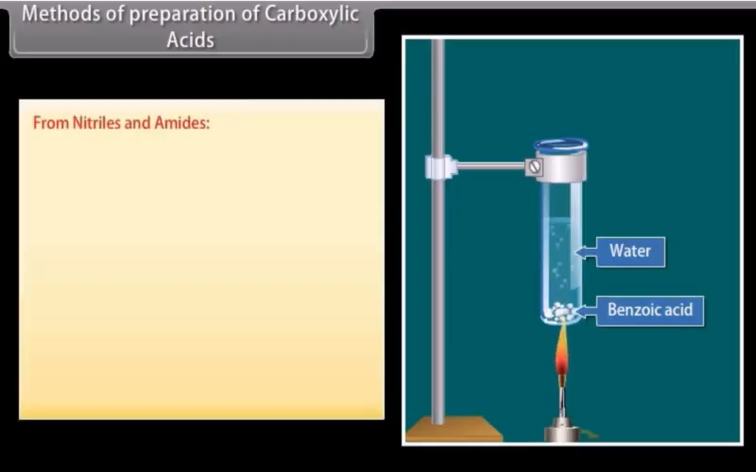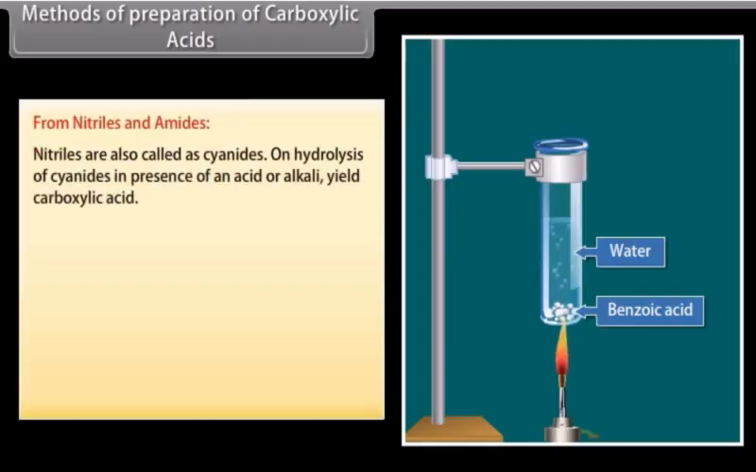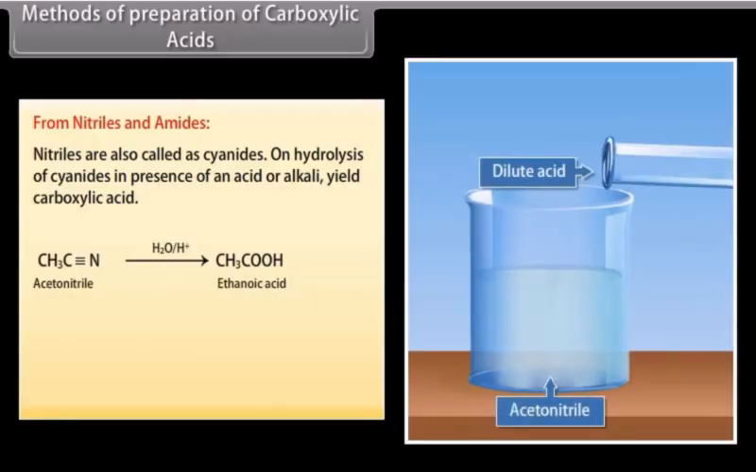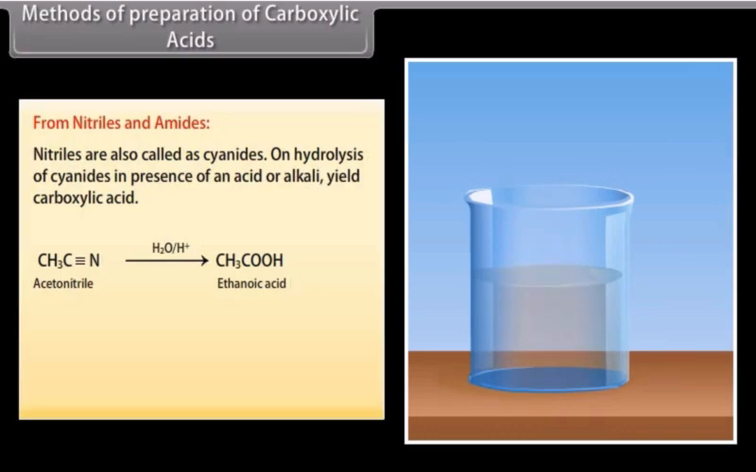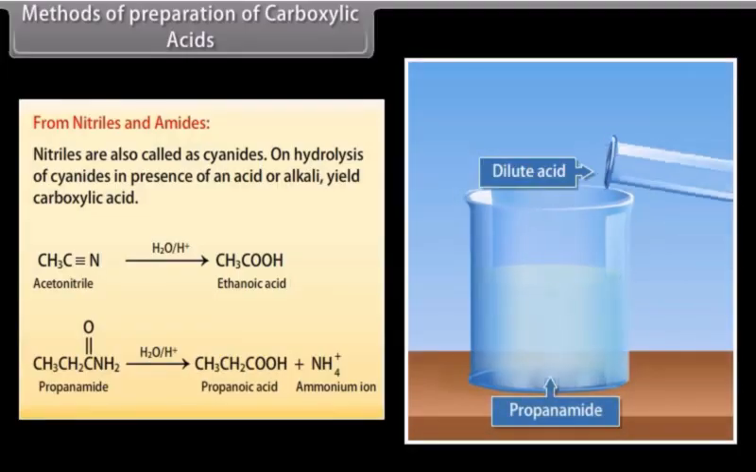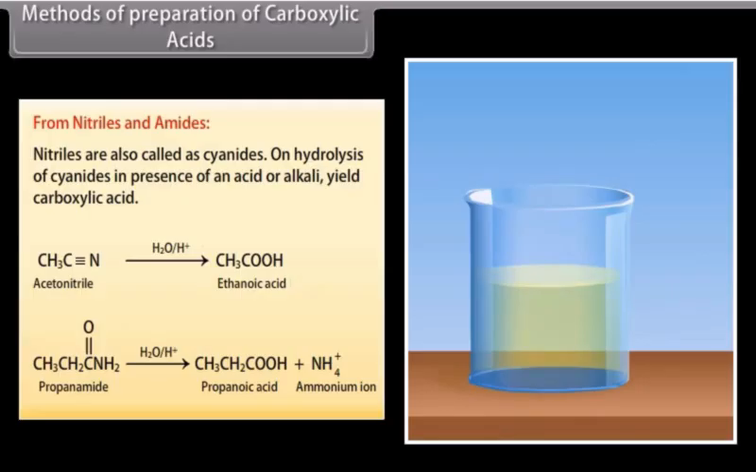From nitriles and amides. Nitriles are also called cyanides. On hydrolysis, cyanides in the presence of an acid or alkali yield carboxylic acid. Hydrolysis of acetonitrile in the presence of an acid forms ethanoic acid. On hydrolysis of propanamide in the presence of an acid, it forms propanoic acid and ammonium ion.